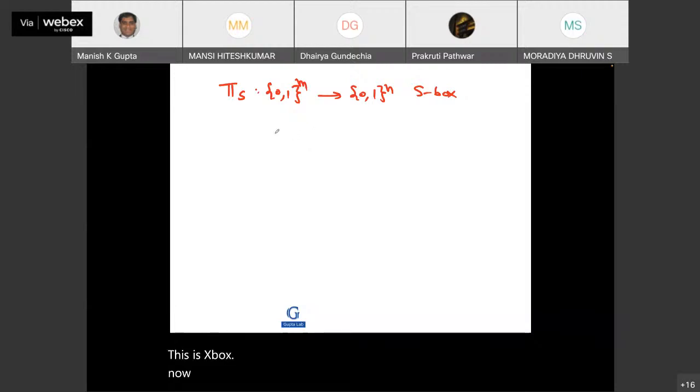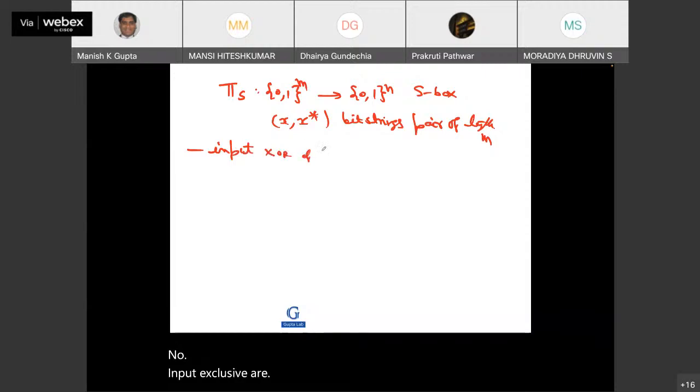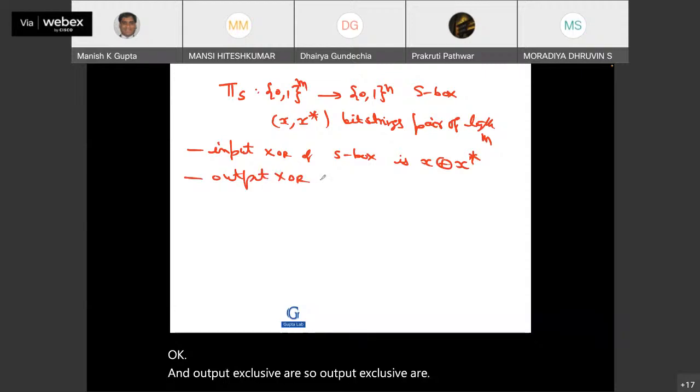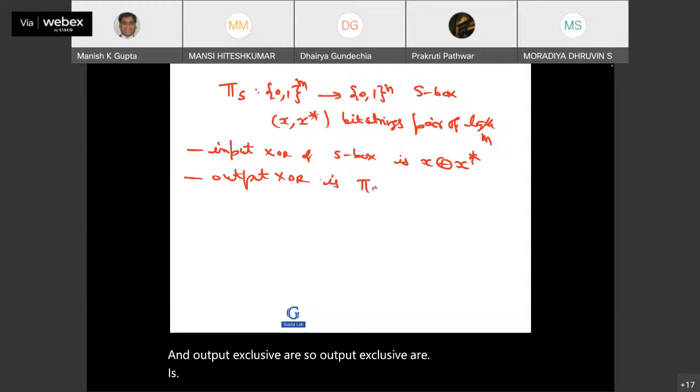Now consider an ordered pair of bit strings of length m, say x and x star. Now the input exclusive OR of this S box is x exclusive OR x star. And the output exclusive OR is pi s acting on x exclusive OR of pi s acting on x star.